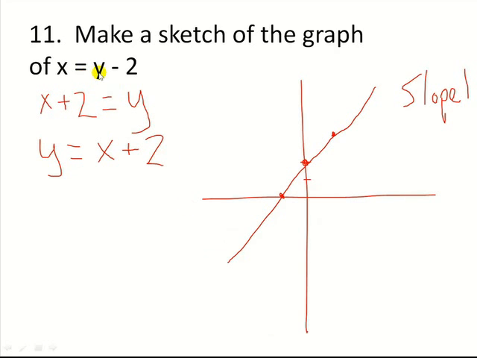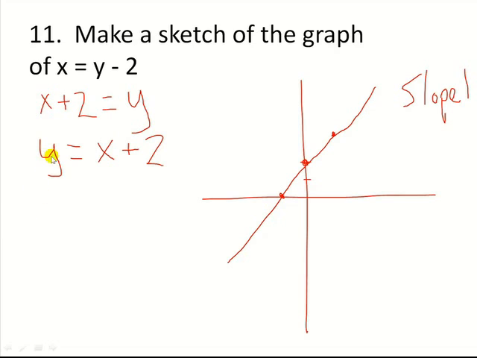Or, if I know how to do the slope-intercept form, I can take a look at this and say, alright, x equals y minus 2. If I add 2 to each side, then I have x plus 2 equals y. Now this is in the slope-intercept form, but written a little backwards.